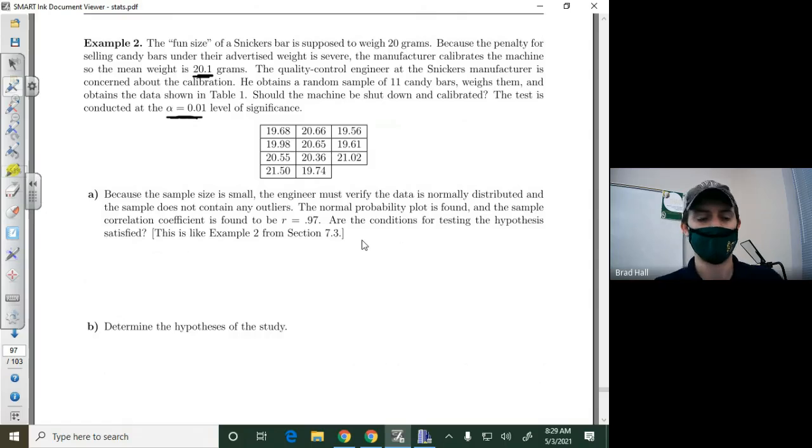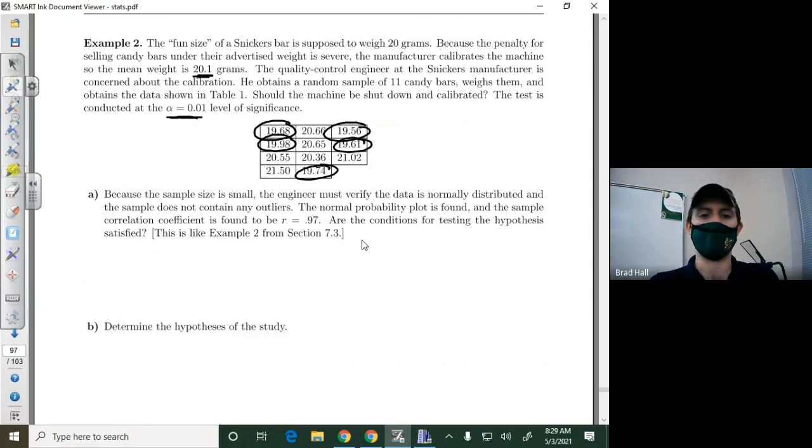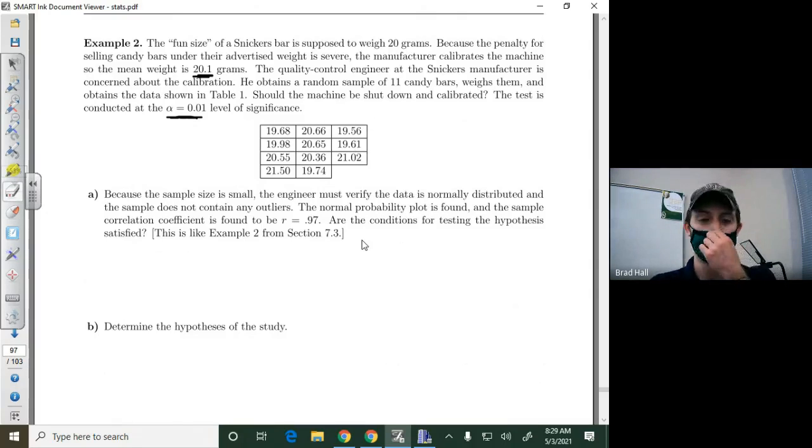That's the goal here. When you look at this data set, you might notice some of these are less than 20, which means theoretically they could be fined if someone figured those out. But I suppose the other ones are not. So does that cause concern? Is that enough to shut down this machine and recalibrate it, which might be expensive? It might be counterproductive.